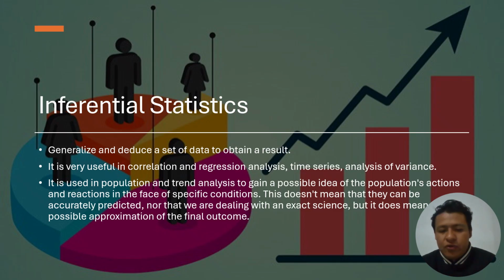It is also useful in population and trend analysis to gain a possible idea of the population's actions and reactions in the face of specific conditions. This doesn't mean that they can be accurately predicted, nor that we are dealing with an exact science, but it does mean a possible approximation of the likely outcome.